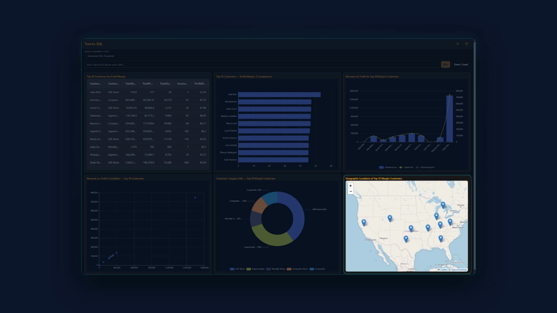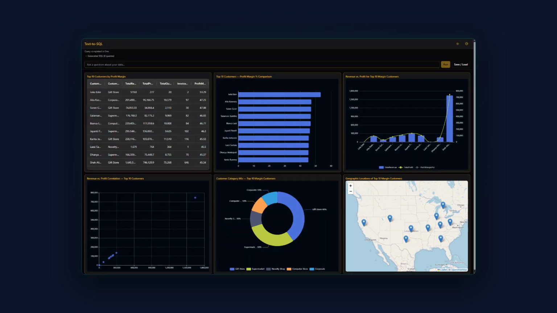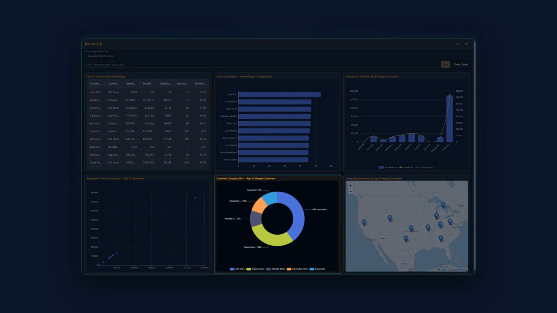6 angles on 1 question. And here is the thing. None of these is a picture, and none of them is an iframe. Every single chart is a native React component rendered right in the page, which brings us to Section 5.